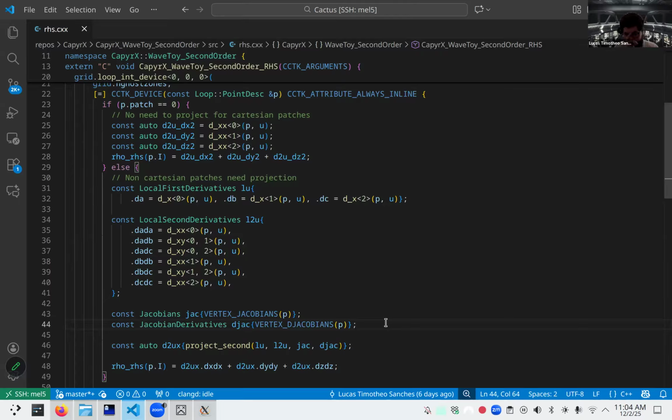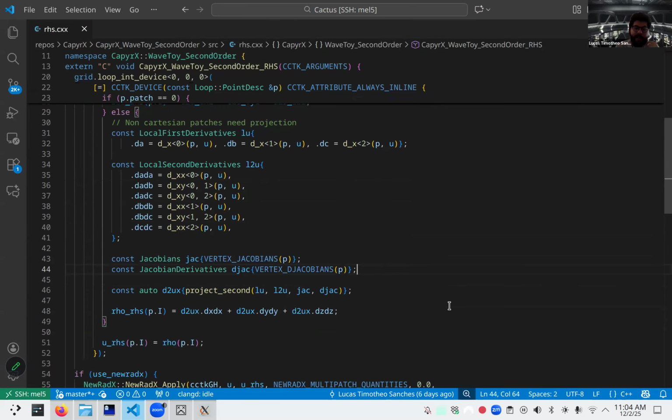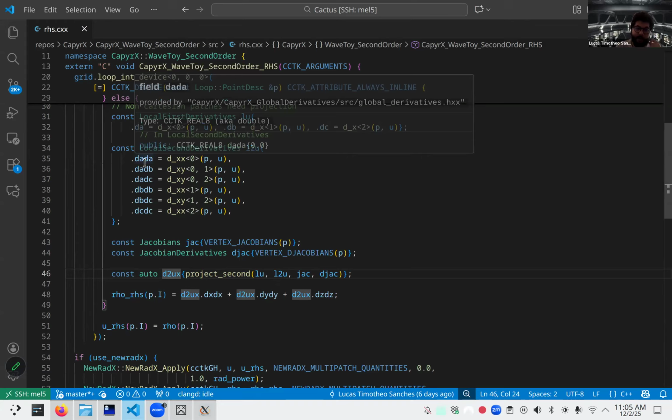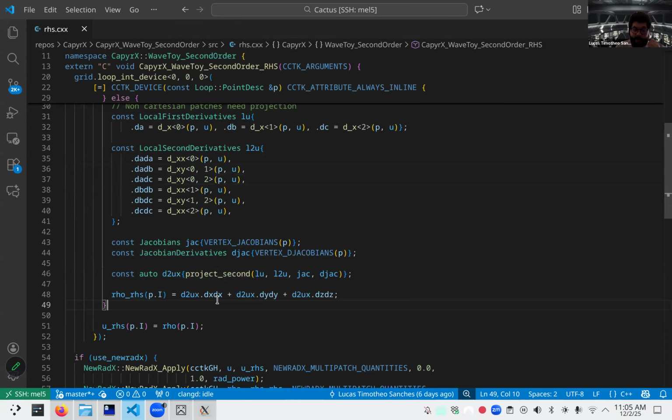Of course, you have to tell CapyrX that you're going to read these variables. CapyrX provides them for you, but you have to tell it you're going to read them. And then you have this handy function here, which is called project second. There's also project first. You project the first derivative or you project the second derivative. You pass your local derivatives and your Jacobians, and it gives you back a struct with the second derivatives. Right? So you pass the local second derivatives, and it gives you back the dx dx, dy dy, dz dz, and also the mixed derivatives of that.